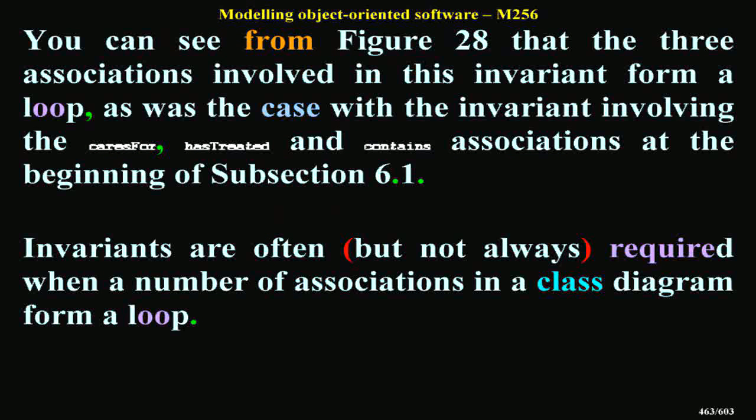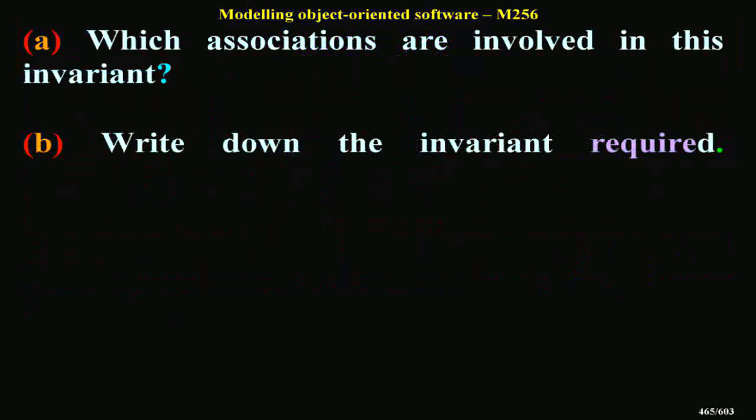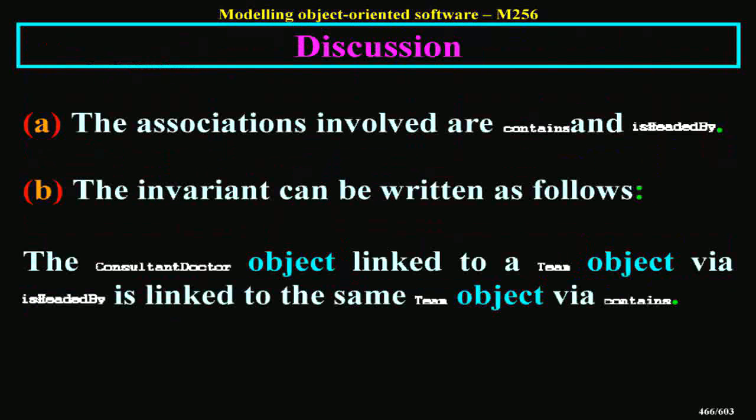1. Invariants are often but not always required when a number of associations in a class diagram form a loop. Activity 21. In the discussion following Activity 19 we concluded that an invariant was required to reflect the constraint that the consultant doctor in a team must be the consultant that heads the team. Which associations are involved in this invariant? B. Write down the invariant required.